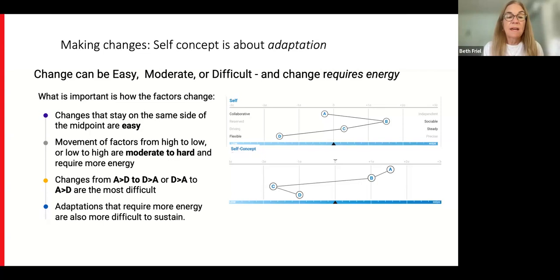Again, the adaptations that require more energy. So moderate requires more than, yeah, go ahead. Okay. Was that a question or? So more energy. Any questions so far?